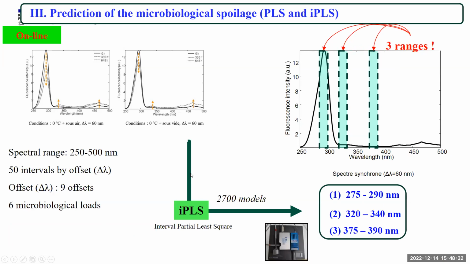I said to you at the beginning that our objective was also to develop an online or inline tool that stakeholders could simply use inline and online in the plants. For developing this device, we used interval partial least square, meaning that we built different predictive models by focusing on a very small range of wavelengths. After performing interval partial least square, we identified different ranges that were very interesting for building the predictive models.